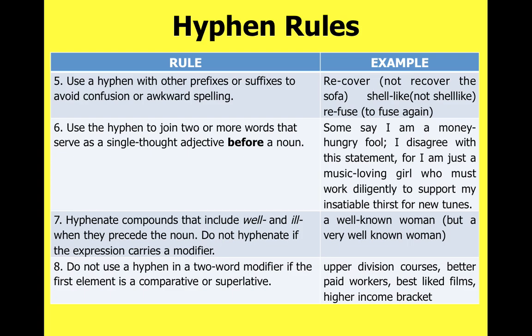Rule number 8, do not use a hyphen in a 2-word modifier if the first element is a comparative or superlative. Okay, so comparative and superlatives are words like good, better, best, upper, lower, highest, higher, things like that. The comparative is going to end in ER normally, and superlative normally is going to end in EST. Okay, so you can look to the right, upper division courses, better paid workers, best liked films, higher income brackets. Because those modifiers are all 2 words, upper division, better paid, best liked, higher income, but because the first one is a comparative or a superlative, those words that end in ER or EST, you are not going to use a hyphen in those situations.